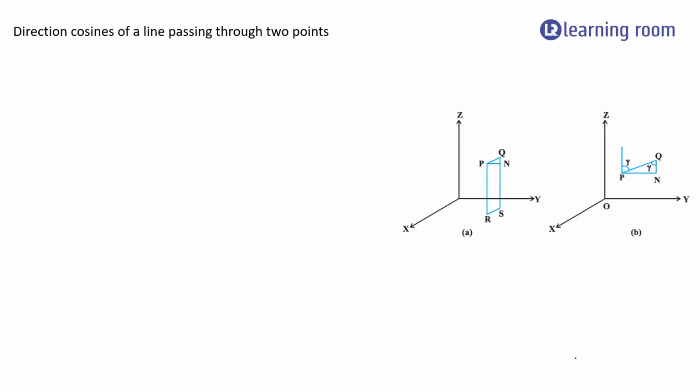So what is the heading? We need to find the direction cosines of a line, and that line is passing through 2 given points. So let the points be P as x1, y1, z1, and Q as x2, y2, and z2. Now what I'm going to do is, I will only find it with respect to the x-axis first. Then I'll extend the concept by applying the similarity to the y-axis and z-axis. So it's very simple. Observe the diagram.